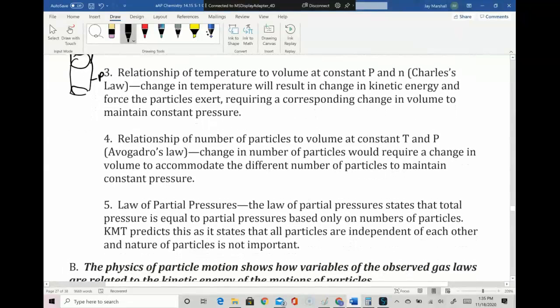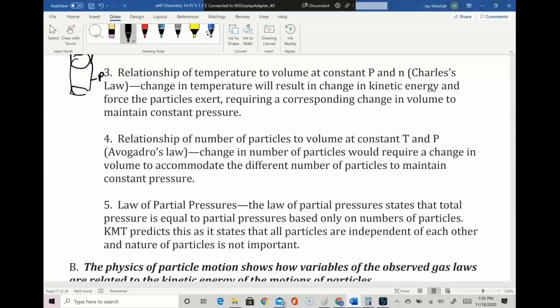Relationship of number of particles to volume at a constant temperature and pressure. If I increase the number of particles and I have the temperature and pressure the same, I'm going to have to increase the volume to accommodate the different number of particles to maintain that constant pressure. So it's kind of the same thing, except in the previous case I'm increasing the temperature. In this case, I'm increasing the number of particles.